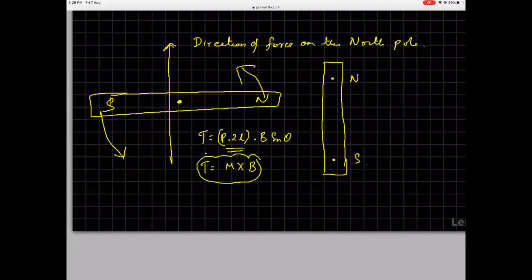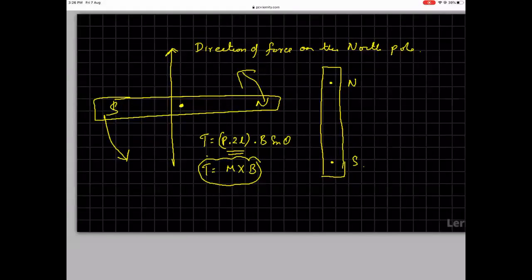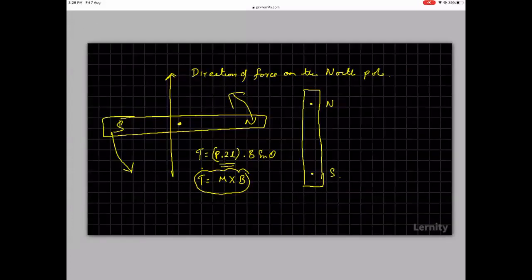If a permanent magnet is placed in an external magnetic field, it experiences a torque, and that torque is given as M cross B. M stands for magnetic moment. Okay, so that is the torque which is acting on the magnet.